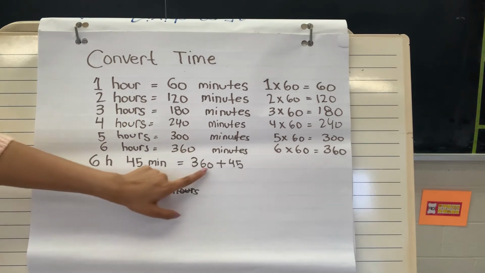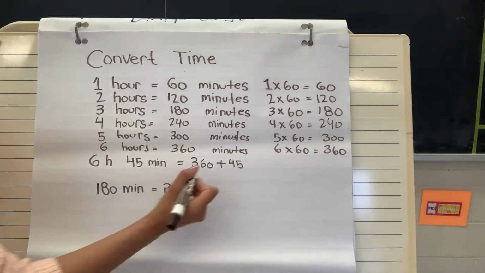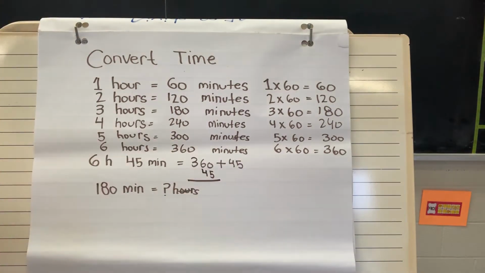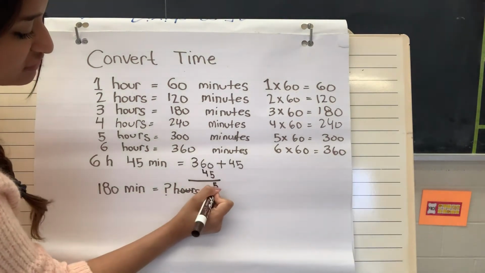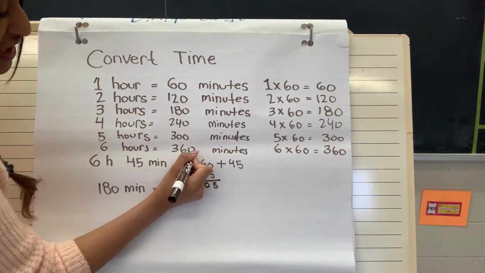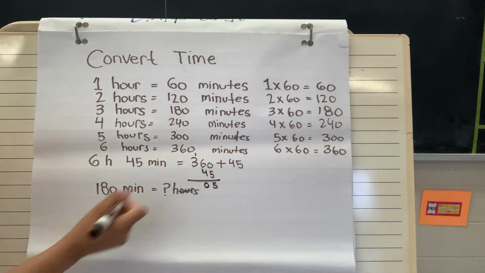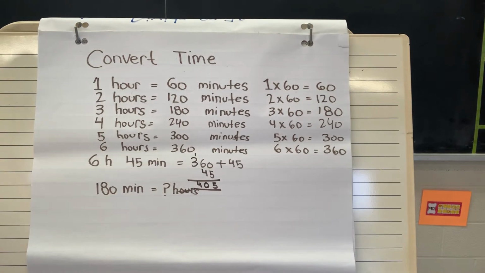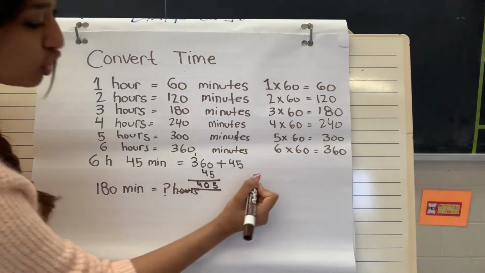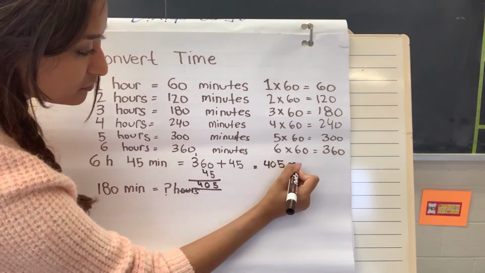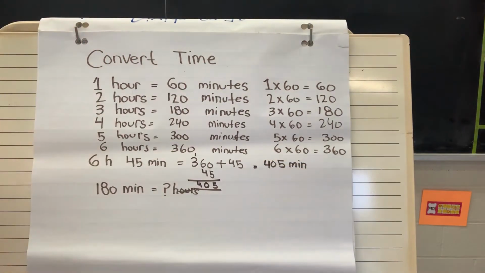So when we add 360 and 45, what do we get? 5 here, 6 and 4 gives me 10. So I write my 0 here, I carry my 1 over here. 3 plus 1 gives me 4. How many minutes do I have altogether? I have 405 minutes. Okay, does that make sense?